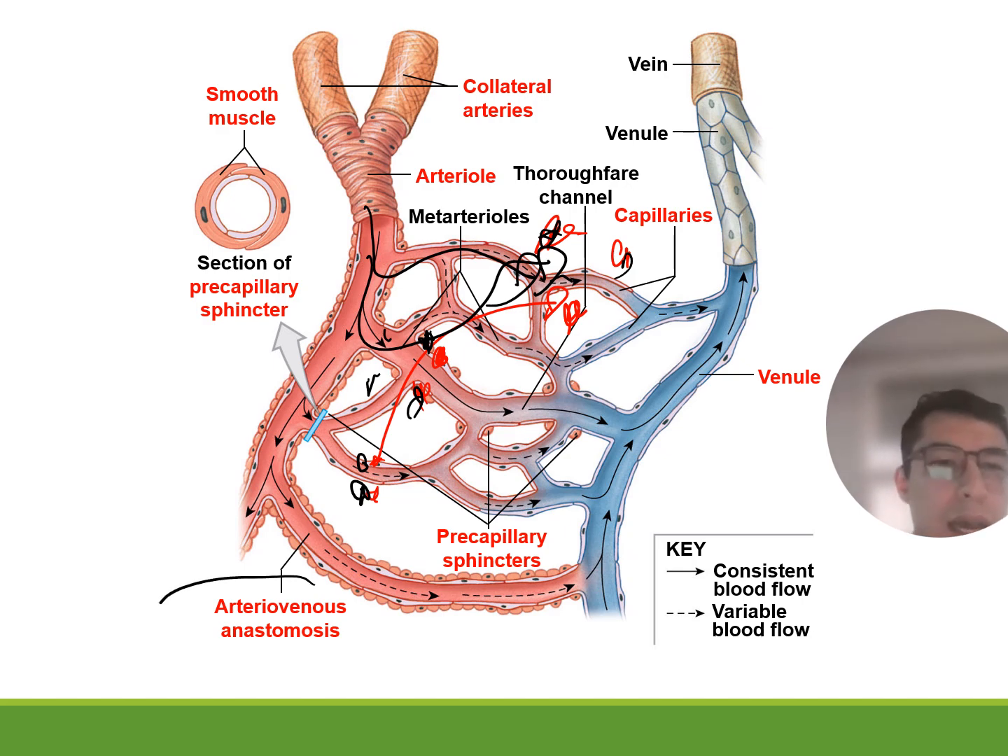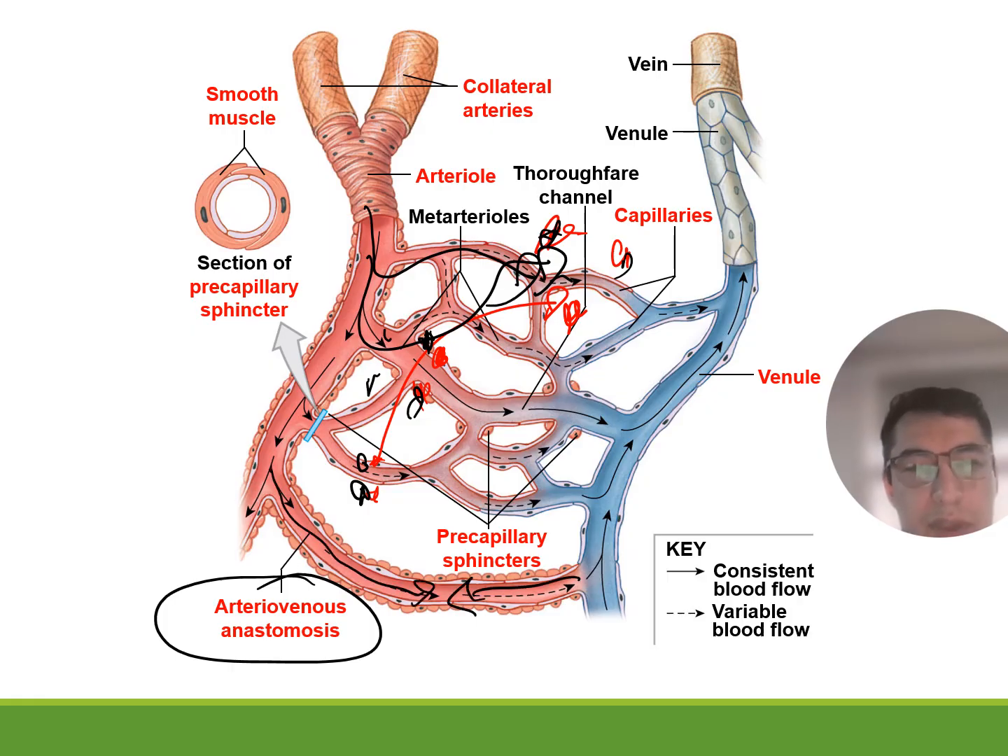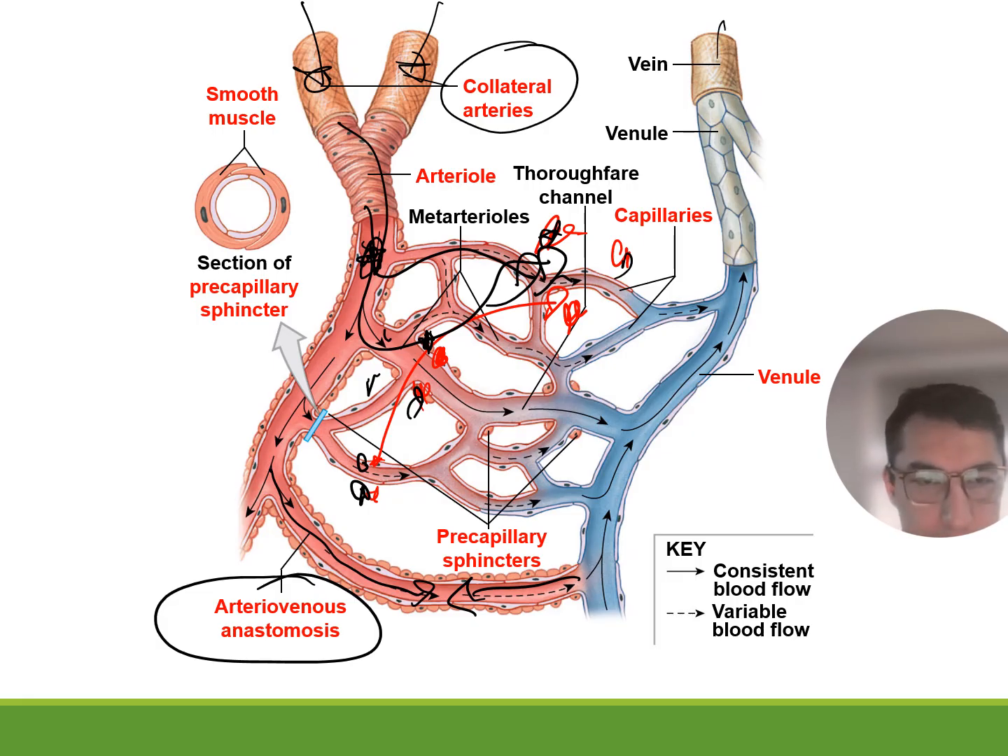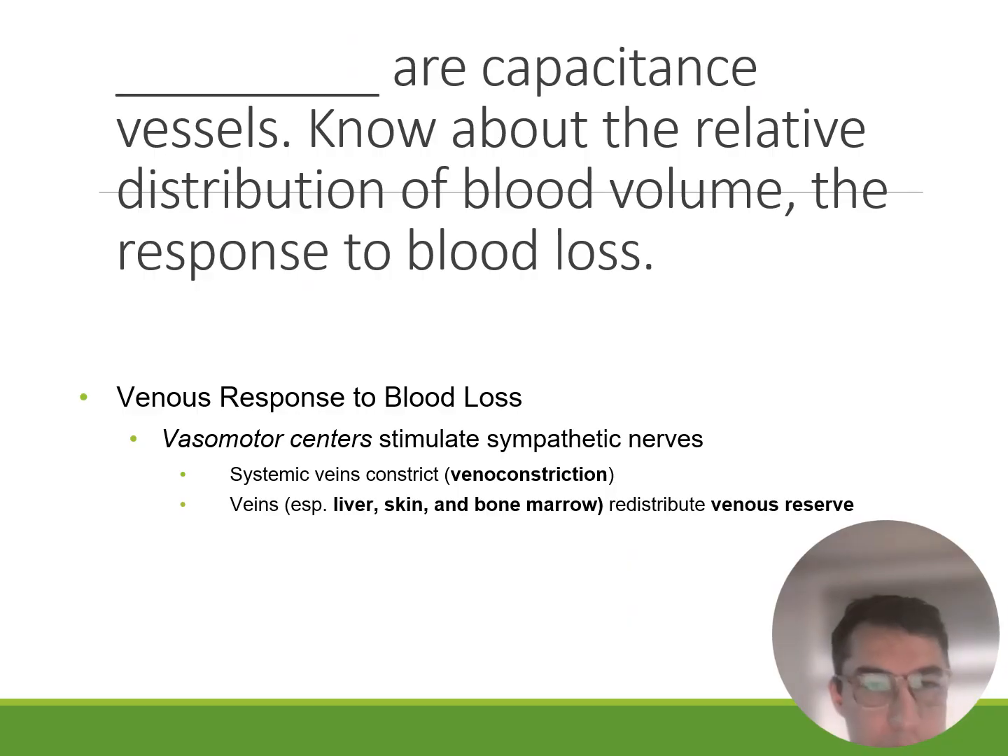Know the terms. Arteriovenous anastomosis is the junction between an arteriole and a venule, or an artery and a vein. We have our precapillary sphincters. We have collateral arteries, which means we have different vessels supplying a capillary bed of the same type. And then we have veins and venules. Dash are capacitance vessels.